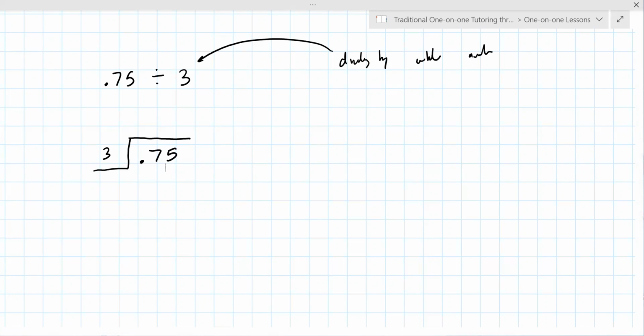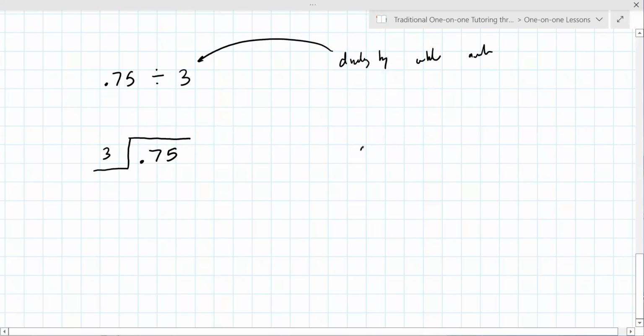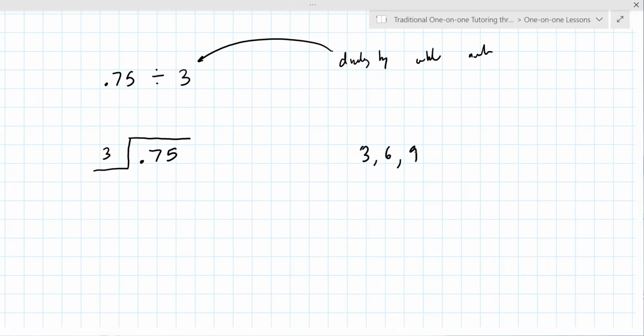So how many times does 3 go into 7? The idea is that you're supposed to be like, all right, 3, 6, 9. You're supposed to almost be able to write those out. But how many times does 3 go into 7?